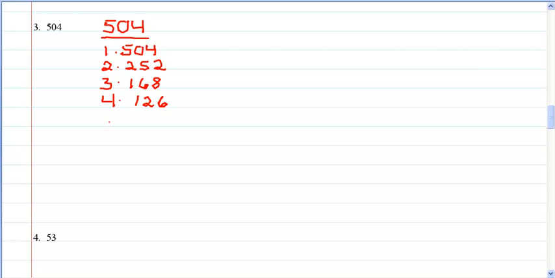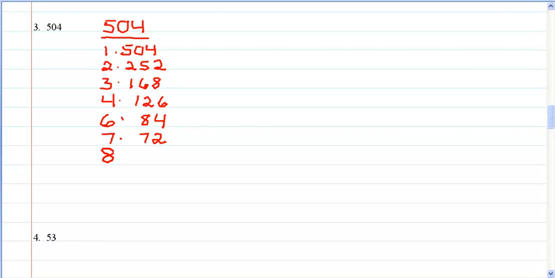I don't have to check 5 because 504 does not end in 5 or 0, but I know that 6 will work because its factors of 2 and 3 are both on the list. And if I divide 6 into 504, you'll get 84. And then 7, unfortunately, doesn't have a trick, but if you take 504 and divide it by 7, you will get 72.